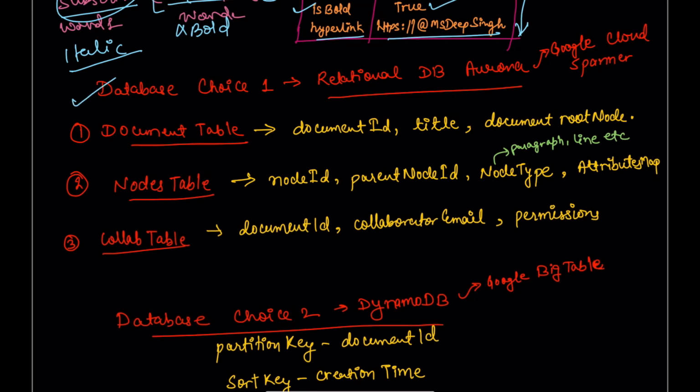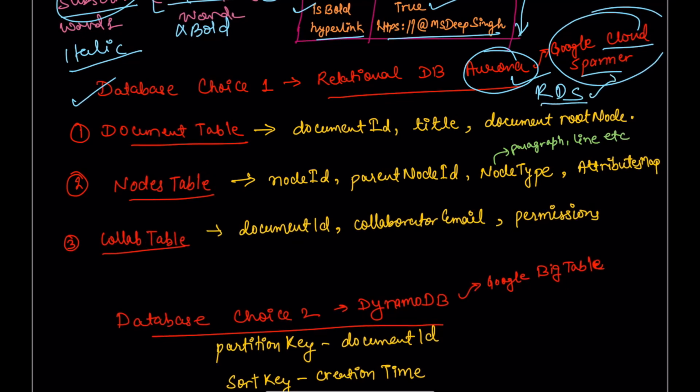Okay, so our first choice is a relational DB, and we are going ahead with Aurora. In case of Google, we have Google Cloud Spanner. So Aurora, or you can use RDS as well. RDS has different kinds of DB engines you can select from. In Aurora you just have MySQL and PostgreSQL. If you want to use another relational database, you can definitely explore RDS, but Aurora is designed for better scale and faster reads and writes.